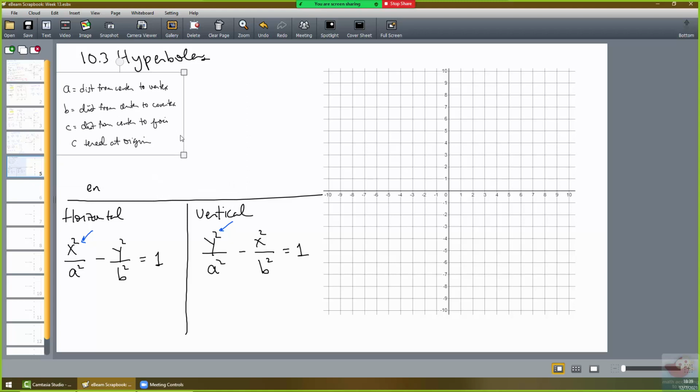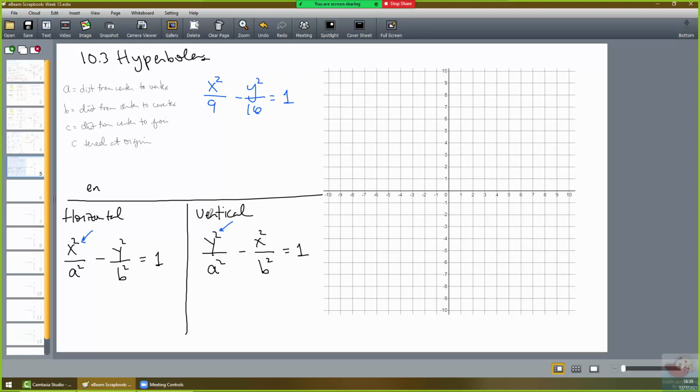Suppose we had x squared over 9 minus y squared over 16 equals 1. I just have to stick with 3, 4, 5.